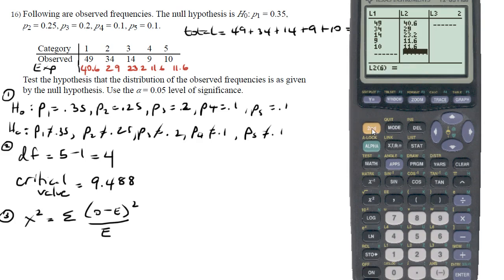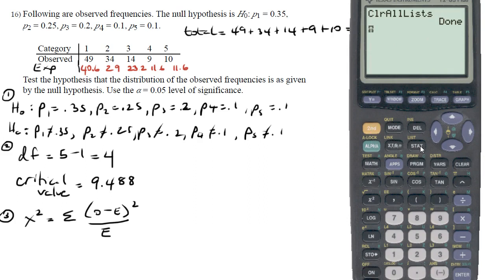I'm going to quit out of there, second quit. And then second list, math for those lists, and then sum. So the sum of parentheses L1 minus L2, close parentheses, squared, divided by L2. Observed minus expected squared divided by expected. 7.05 is my chi-squared.